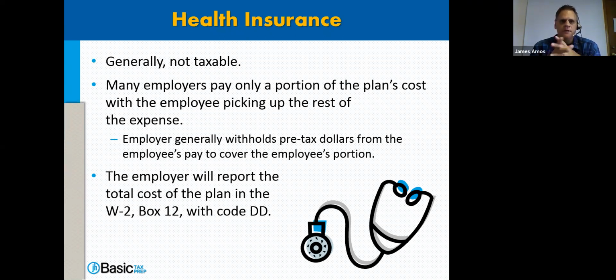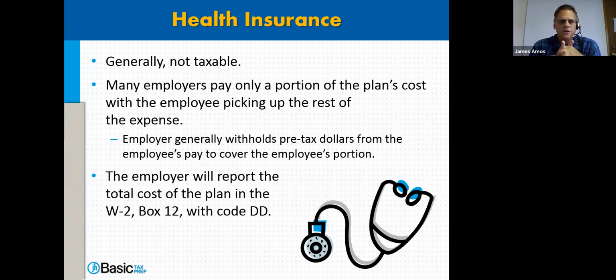Many employers only pay a part of the plan's cost and the employee picks up the rest. So the employer might pay like 60% of the premiums every month and the employee has to pay the other 40%. The percentages can vary. Very few employers pay 100%, but there are some out there. There's a few out there that actually pay none of it, and it's all paid by the employee. Most of them, they're both splitting it.